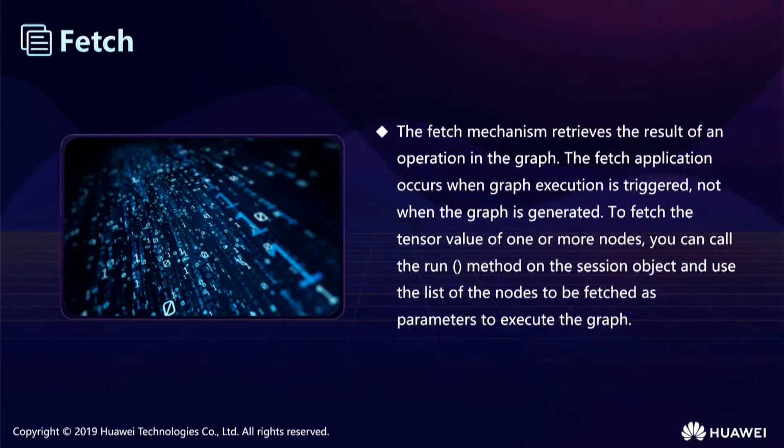After learning the input data, in this page we will learn how to get the data. The fetch mechanism retrieves the results and operations in a graph. When the graph execution is triggered, the fetch operation occurs. It doesn't occur when the graph is generated. If we want to fetch the tensor value of one or more nodes, we can call the run method on the session object. And we can also use the list of the nodes to be fetched as parameters to execute the graph.